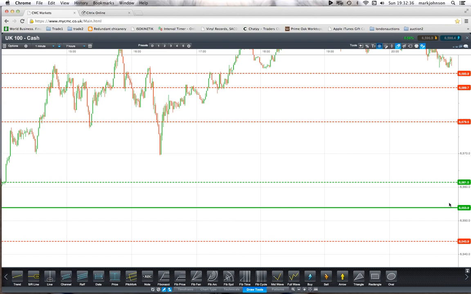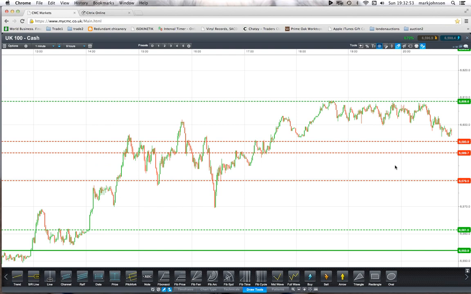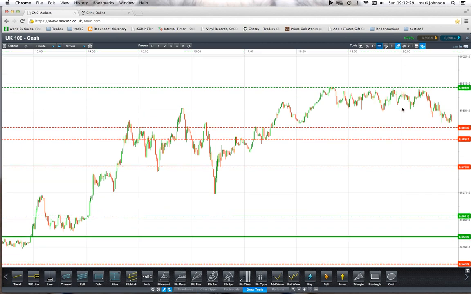But if I see a reversal candle, a 1 minute hammer or a 5 minute hammer with a wick, possibly starting at 6,561 with a wick at 6,553, that's good reason to go back up again. And that's pretty much it. So that's my FTSE set up now, ready for trading on Monday.